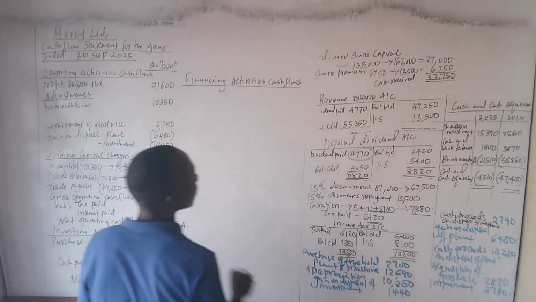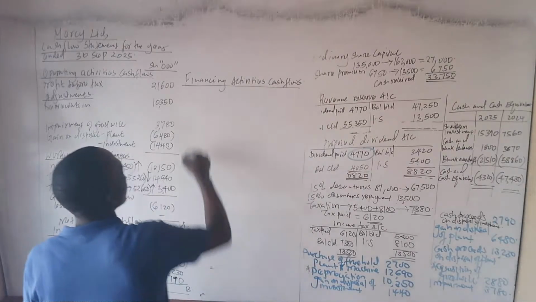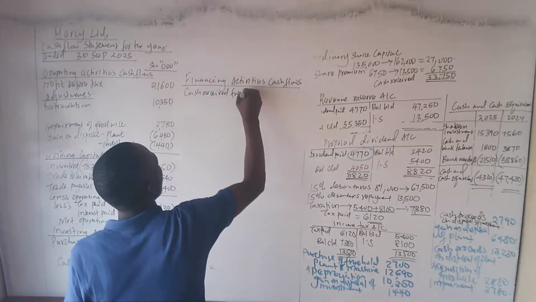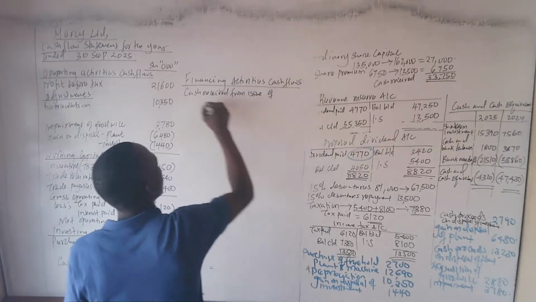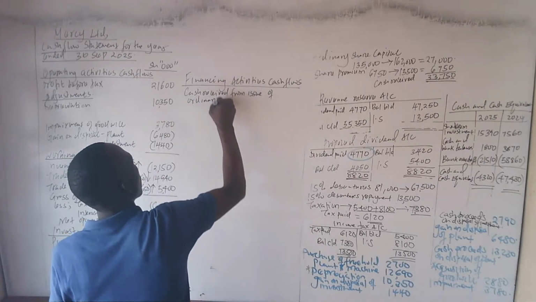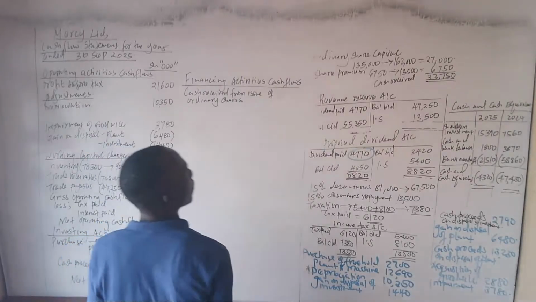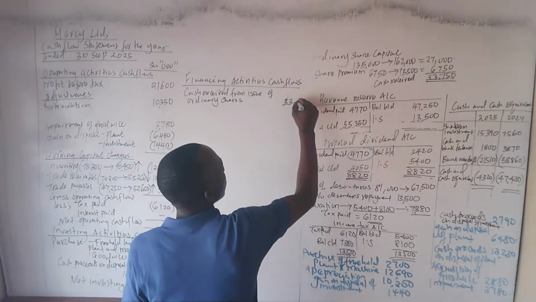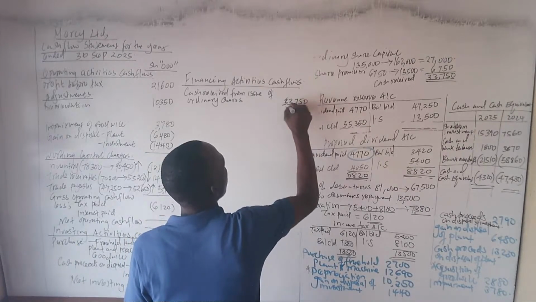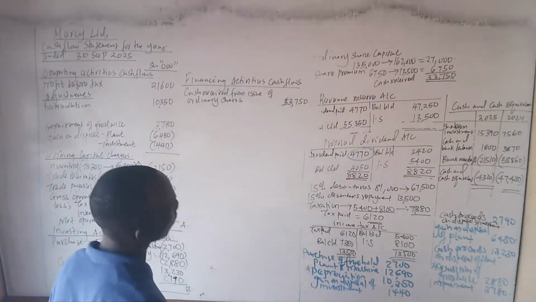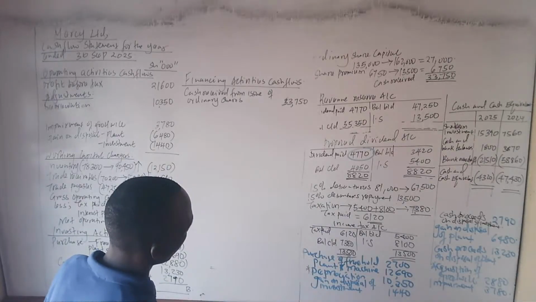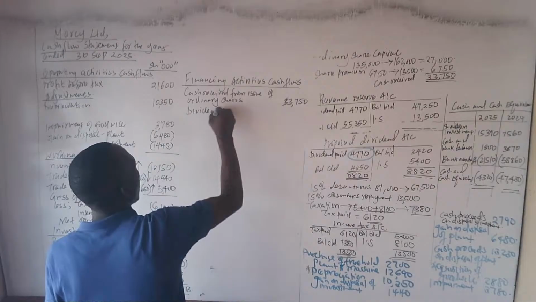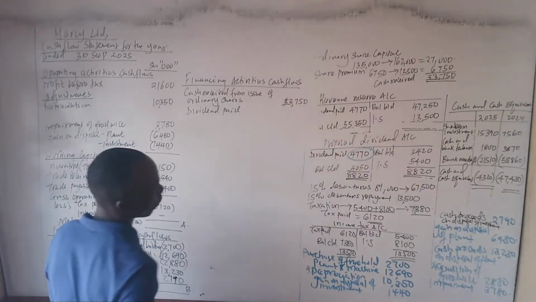And for the financing activities cash flows, we start with cash received. We have cash received from issue of what? Of ordinary shares. We received how much? 33,750. Then from there, we go to the next one. The next one was the dividend. Dividend paid. We paid a dividend of how much?